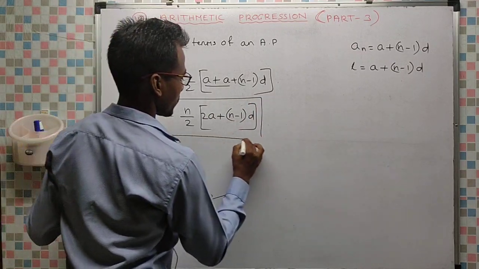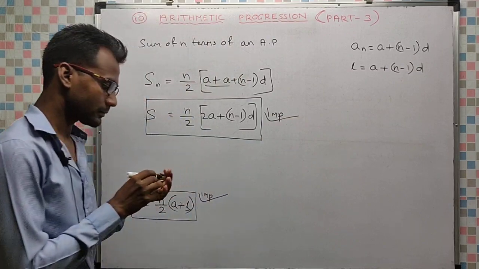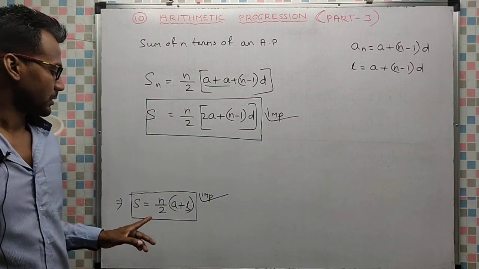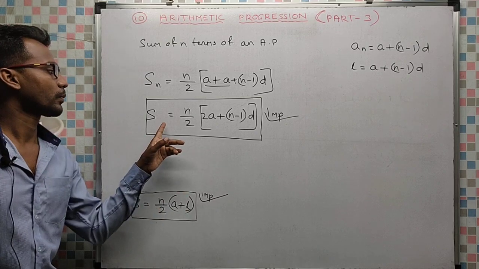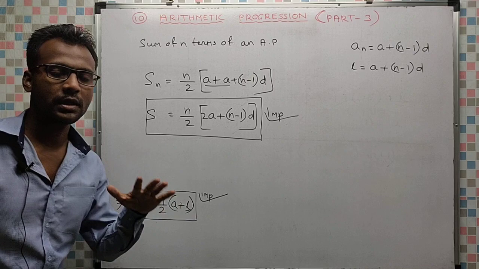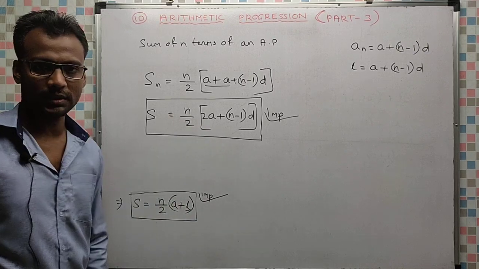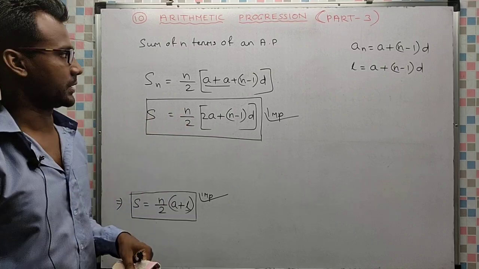So this is another formula. This is also equally important. This is the formula to find the sum of all the terms of a finite AP. This is the formula to find the sum of the first n terms of a given AP. It may be finite, it may be infinite. Remember these two formulas. Now we will use these formulas to solve some questions.